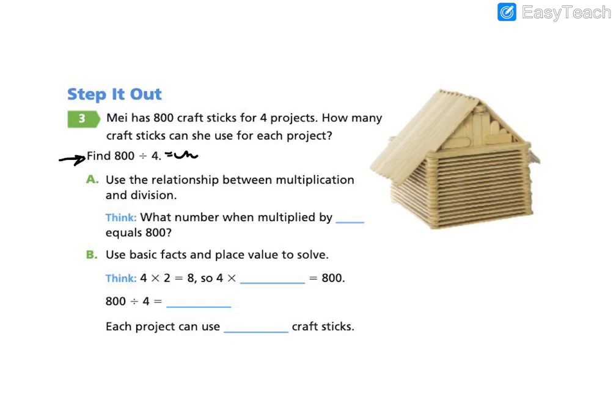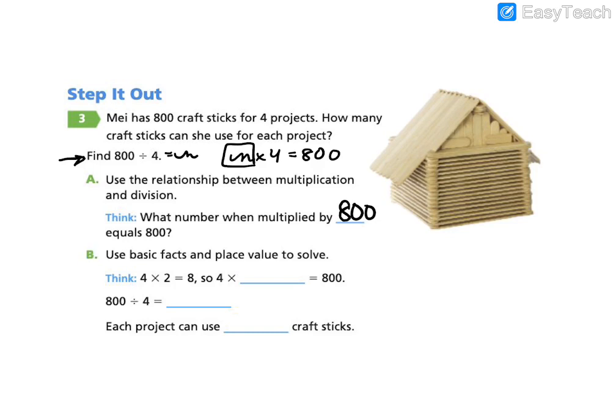So this would be n if we're used to using that variable for our unknown. The inverse operation of 800 divided by 4 equals n would be n times 4 equals 800. So that's what this think question is asking us. What number when multiplied by 4 will equal 800? So what can n be, or what can our unknown value be?